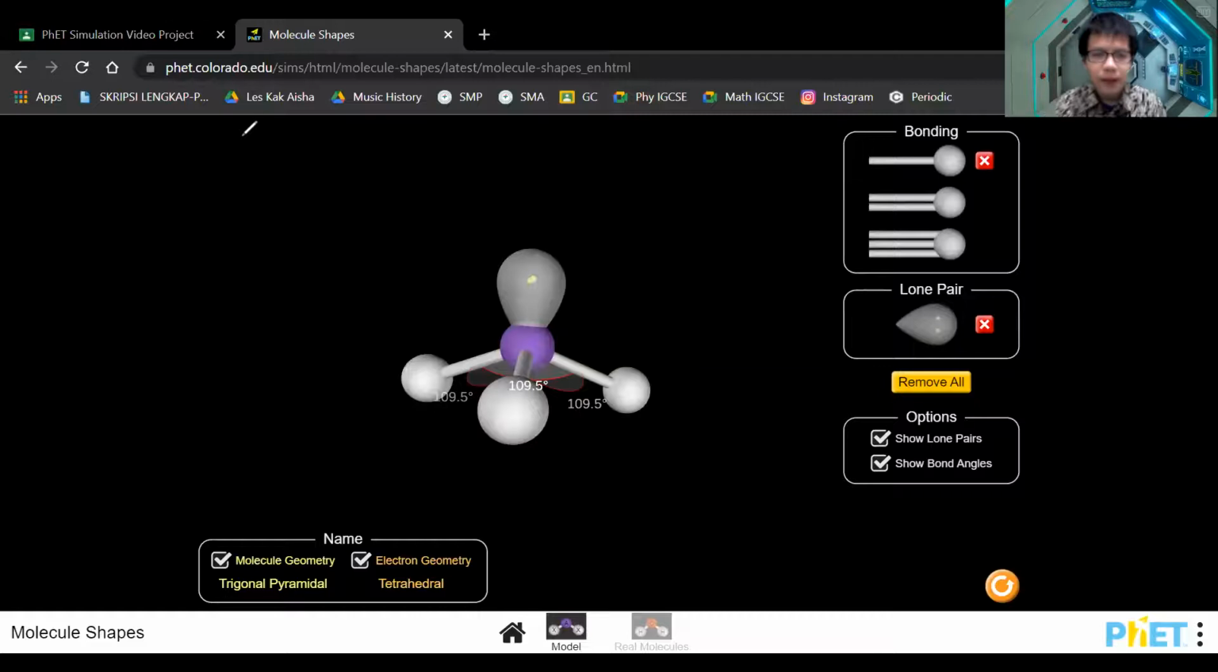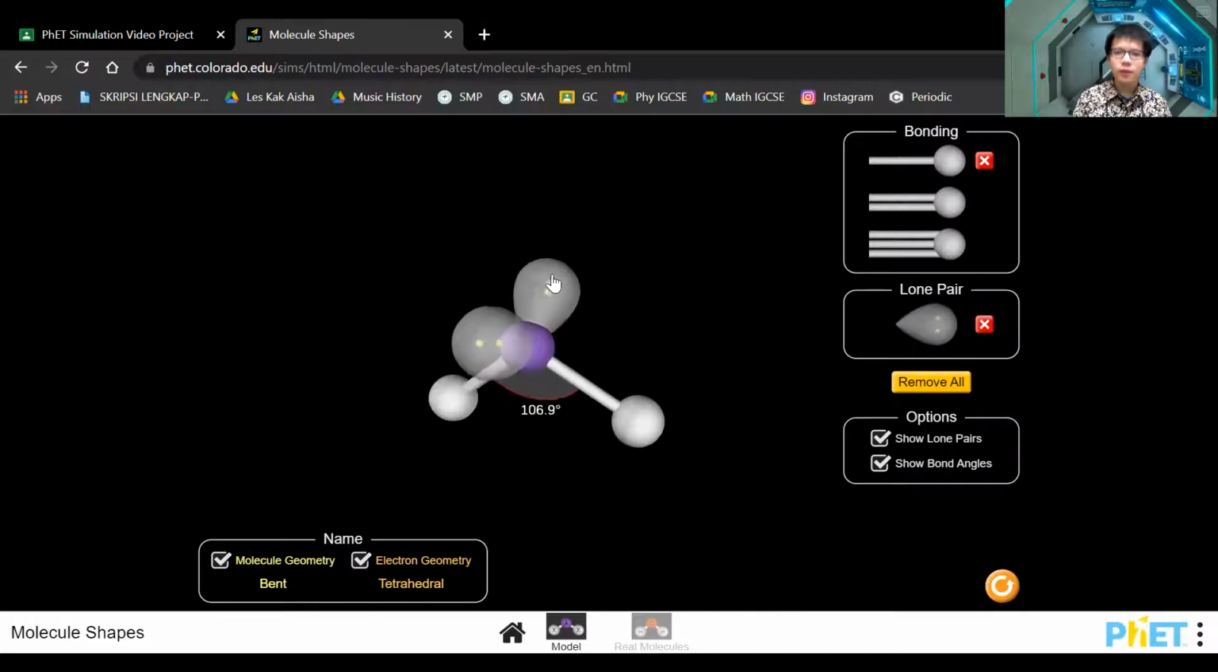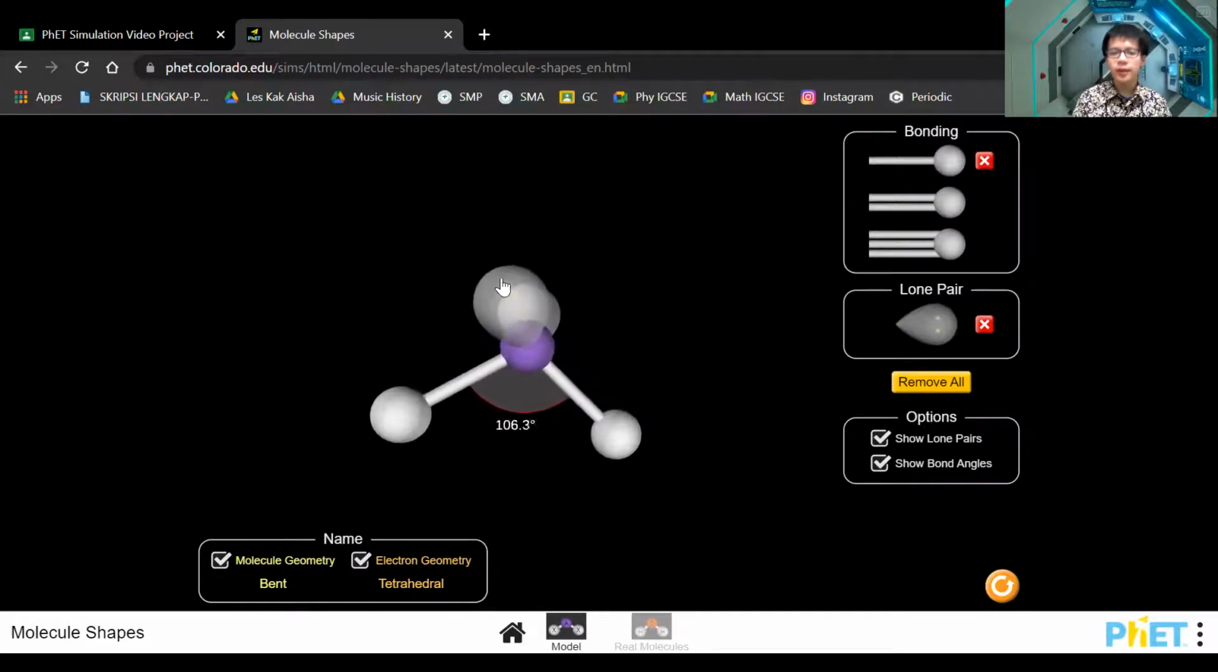Like this, 1, 2, 3. It's like a pyramid, a trigonal pyramid. Okay, clear. What if I change another single bond into a lone pair? The name of the electron geometry is still the same, but the molecular geometry name is bent.